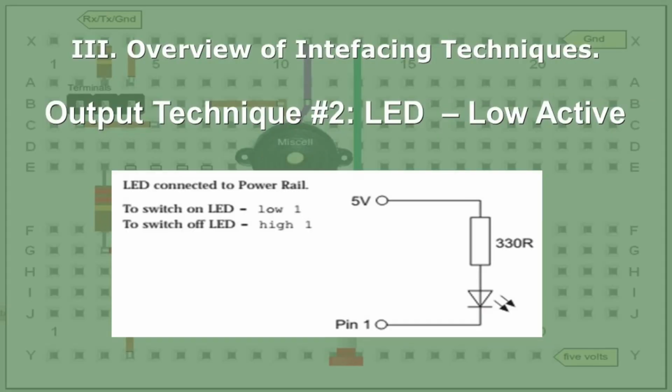Output technique number 2. In this case, the other one was current sourcing. This would be current sinking application. The first one was current sourcing. This is current sinking. Notice it's 5 volts, and it will sink the current then to ground through that pin. Notice again the current limiting resistor is still there, and it will still work, but it's sourced to 5 volts. You would apply ground, turn that pin low. You can see, to switch the LED on, you have to switch it low.